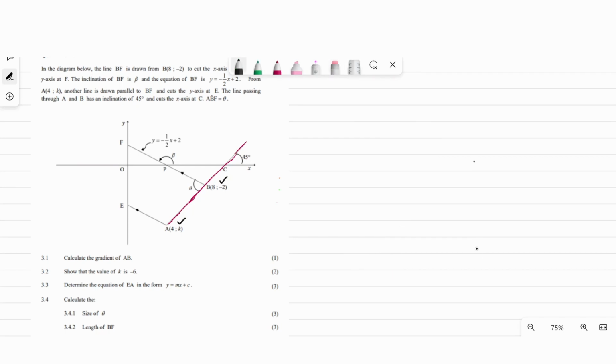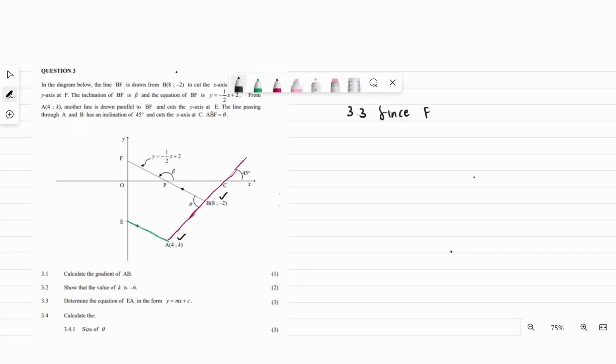Then question 3.3 says, determine the equation of EA. Let's check where A is. A is this one. Since we know that FB is parallel to EA, what do we know about gradients and parallel lines? The gradient of FB equals the gradient of EA. So what's the gradient of FB? From the equation, it's -1/2. Therefore the gradient of EA equals -1/2.